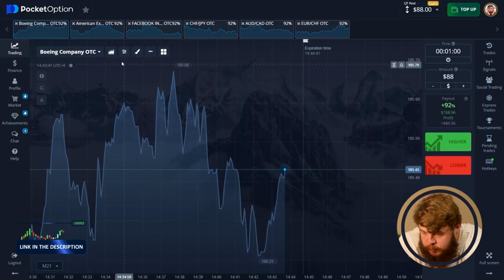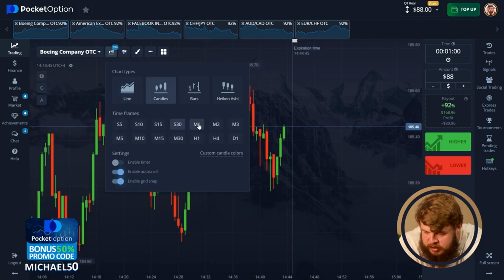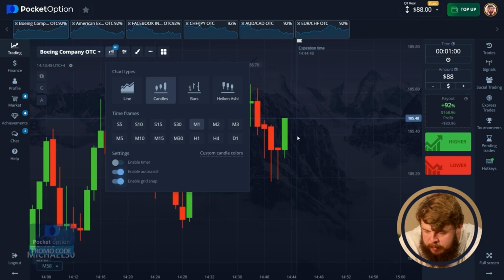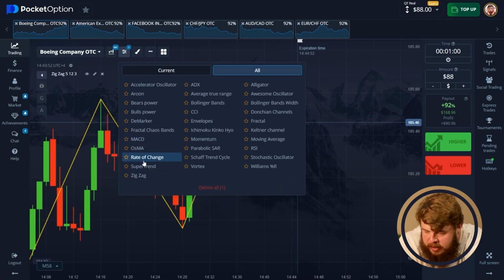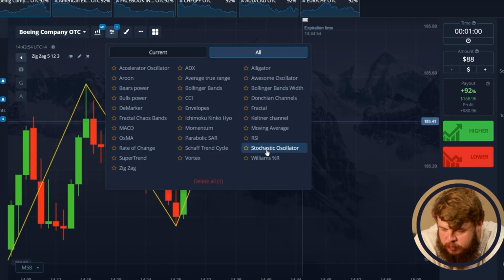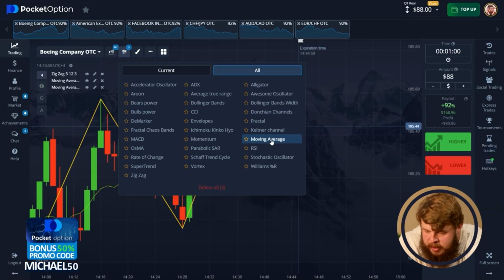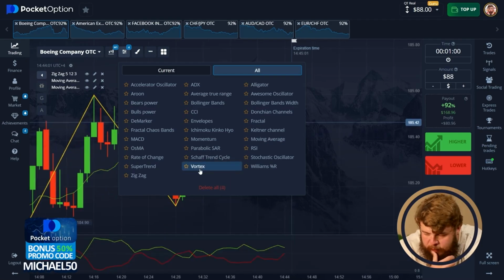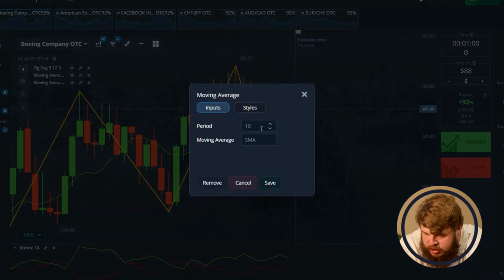For today, as always, I'm using one of the best trading platforms, named Pocket Option, for the binary options. Now I'm just choosing the 1 minute candles for the chart, and I'm choosing the best indicators for today's trading session. So the first one is the zigzag indicator together with two moving averages, and the last one will be the vortex oscillator. Okay, so now let me set the chart, set the indicators.